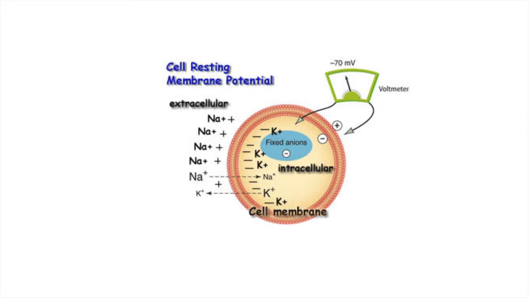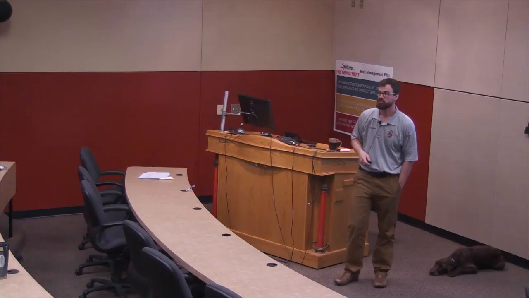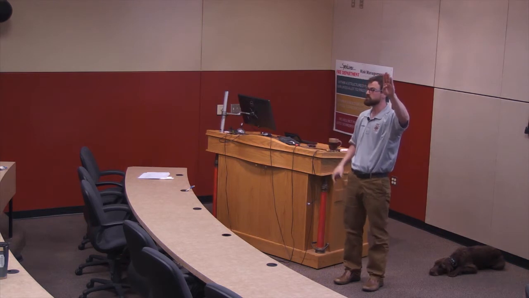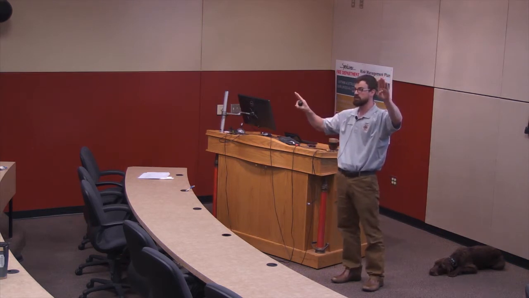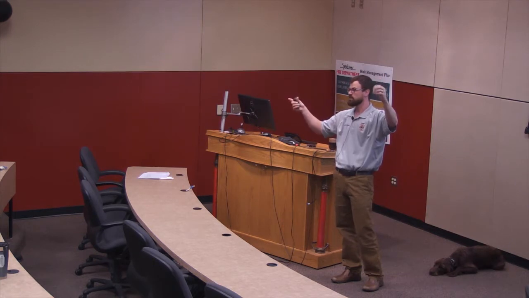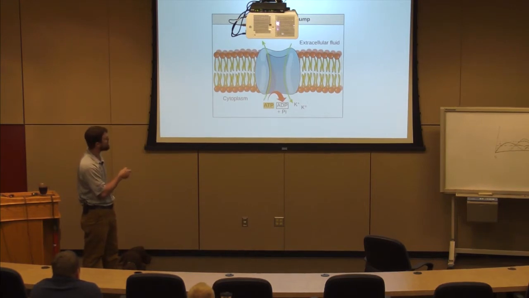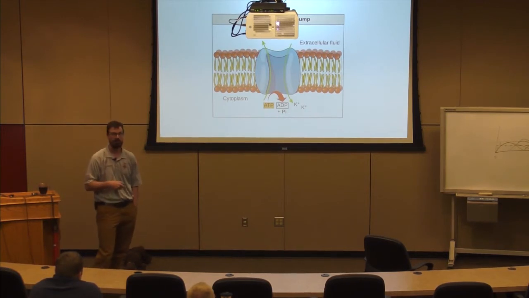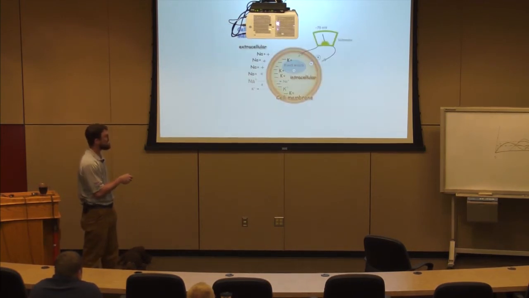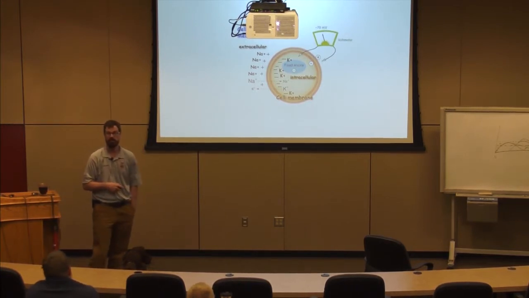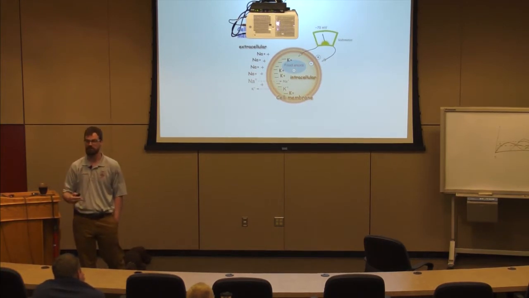I pump in two potassiums, and I pump out three sodiums with every cycle of the sodium-potassium pump. So I have a net gradient of three positive charges out and two positive charges in, which gives me a net negative charge. Does that make sense? If I do this a billion times on a cell, then I can generate a negative charge on the inside of the cell and a positive charge on the outside of the cell. And that becomes my resting membrane potential, right?